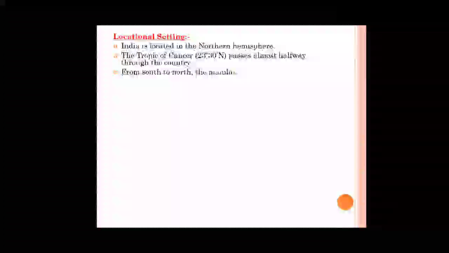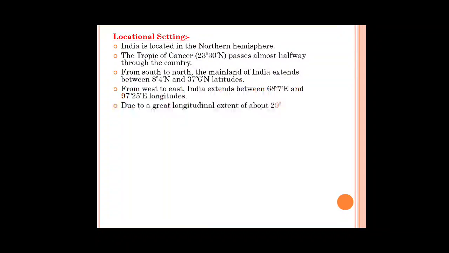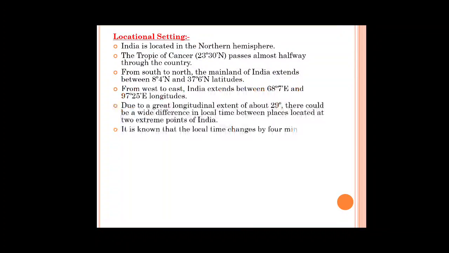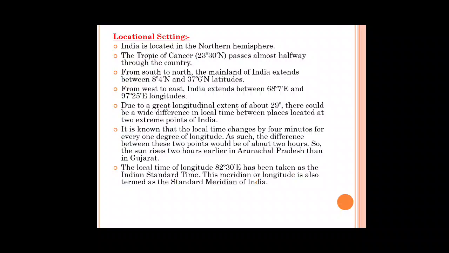If you divide the world into eastern and western hemisphere, which hemisphere would India belong to? Due to great longitudinal extent of about 29 degrees, there could be a wide difference in local time of places located at two extreme points of India. As such, the difference between these 2 points would be about 2 hours. As you have learnt earlier, the local time changes by 4 minutes for every 1 degree of longitude. The sun rises about 2 hours earlier in the east than in the west.